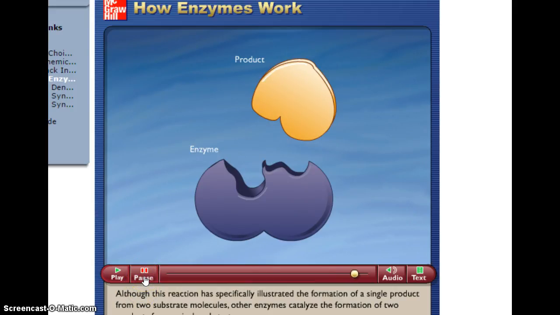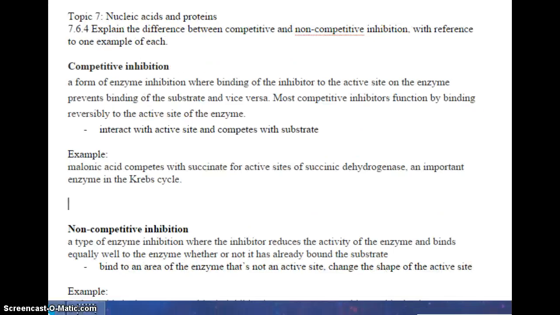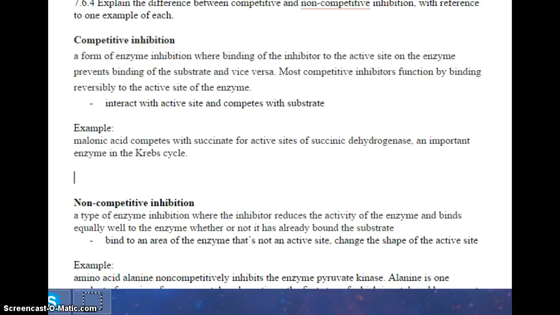after the catalyzation. So what a competitive inhibitor does is it inhibits the enzyme, where the binding of the inhibitor to the active site on the enzyme prevents the binding of the substrate, and vice versa.